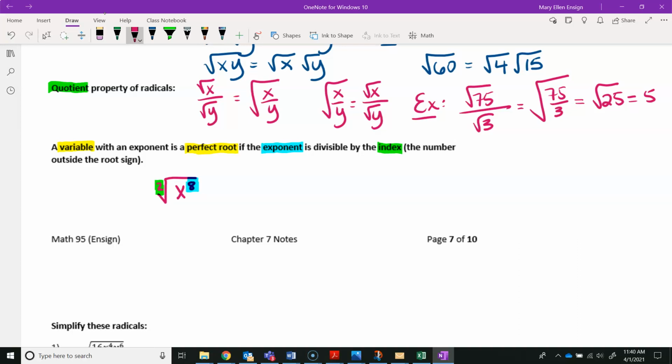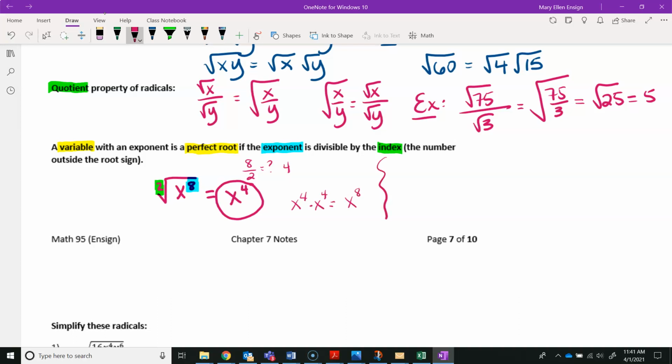So if my exponent is divisible by the index, can I do 8 divided by 2? Yeah, right? It's going to be 4. It's divisible and it's 4. That means that this is a perfect root, and I can answer that question just like I would with numbers, and the answer to this question is going to be x to the 4th. So what's the square root of x to the 8th? Or in other words, what expression multiplied by itself equals x to the 8th? It's x to the 4th. Does this make sense? Let's check it. x to the 4th multiplied by itself. Well, think back to our product property. We add those. Absolutely, that's what we get.